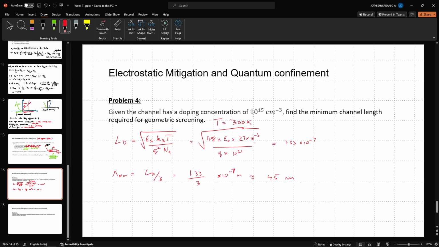So this whole thing will be divided by the square root of 1000. So 1 by square root of 1000 comes out to be 0.03. So in that case, this will become 1.2 nanometers.